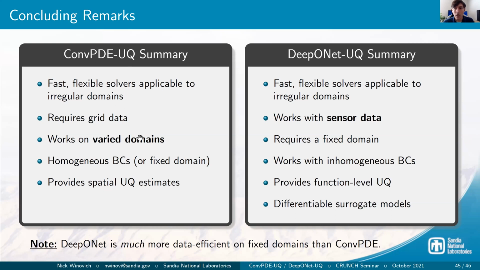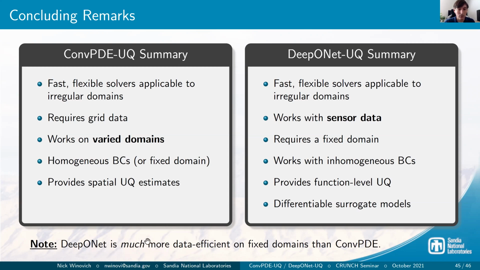And then finally, we get a little bit more of a spatial UQ estimate with the convolutional approach. But as was mentioned earlier, that actually may be a sign that the accuracy can be improved further, and maybe that's not such a great thing. Whereas DeepONet is really just giving us a function level UQ. It's giving us a nice smooth uncertainty, which is associated with those pointwise errors, and it's shown to capture the actual errors in practice.